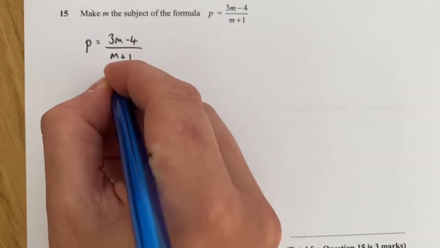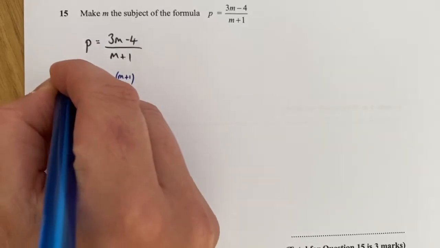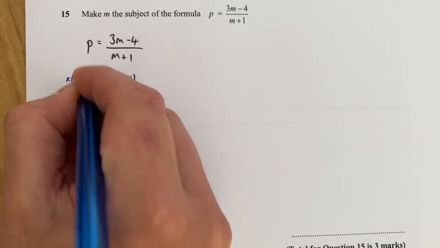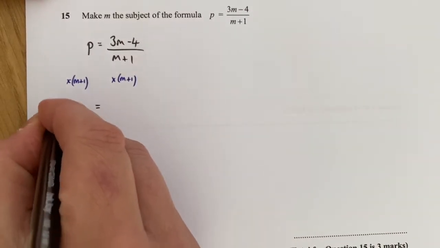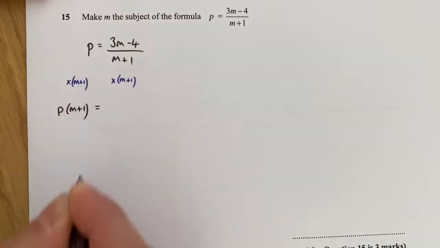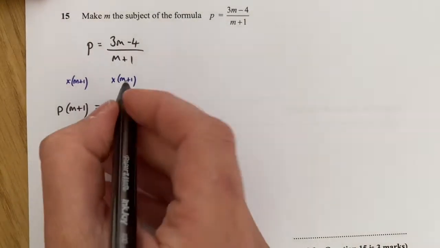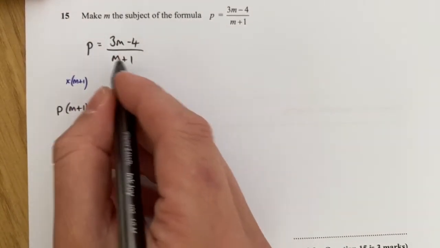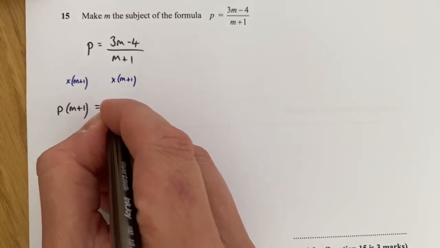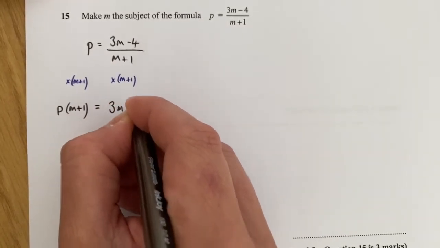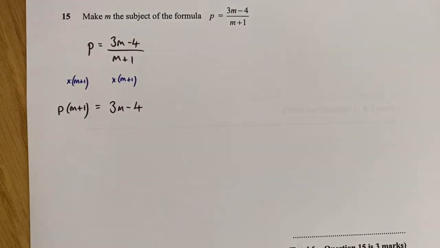So if I multiply by M plus 1 on this side and multiply by M plus 1 on that side, that's going to give me P lots of M plus 1 on the left hand side, and if we multiply by the fraction, it's just going to remove it. The denominator is going to be gone, so I'm just left with 3M minus 4 on the right hand side.